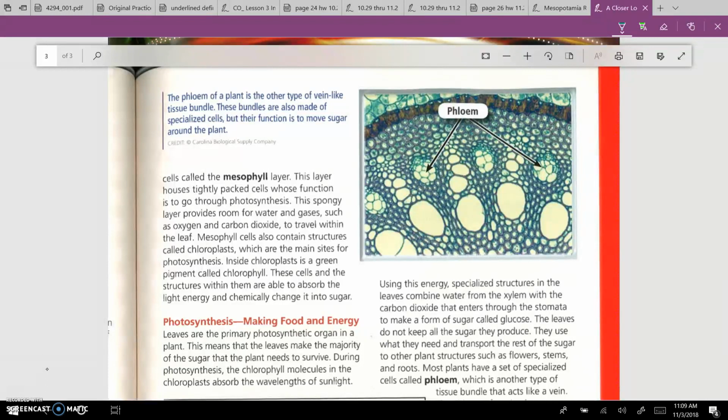So the mesophyll layer houses tightly packed cells whose function is to go through photosynthesis. This spongy layer provides room for water and gases such as oxygen and carbon dioxide to travel within the leaf. Mesophyll cells also contain structures called chloroplasts, which are the main sites for photosynthesis. Inside chloroplasts is a green pigment called chlorophyll. These cells and the structures within them are able to absorb the light energy and chemically change it into sugar.